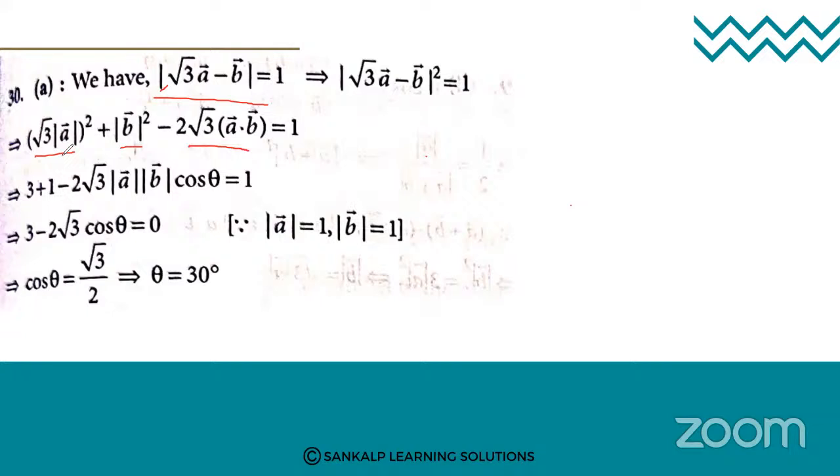Then simplifying this, root 3 square we know is equal to 3. And mod of a square is equal to 1 because it is a unit vector. When we simplify it further, we get it in the form of... one minute.